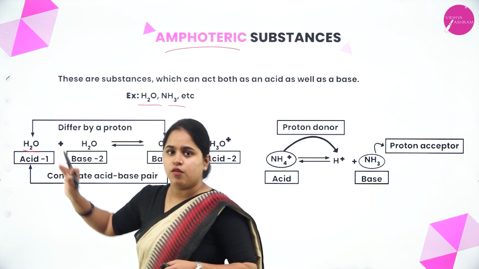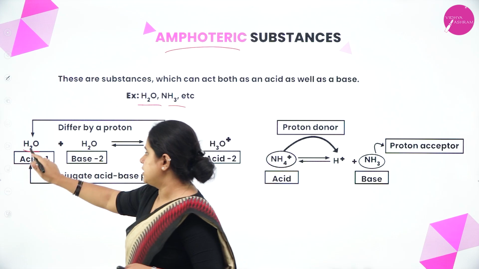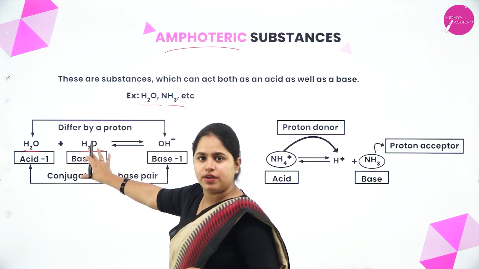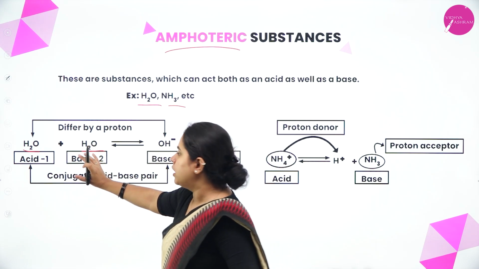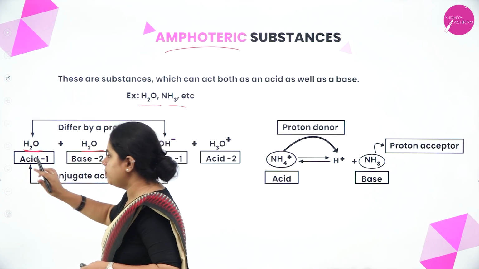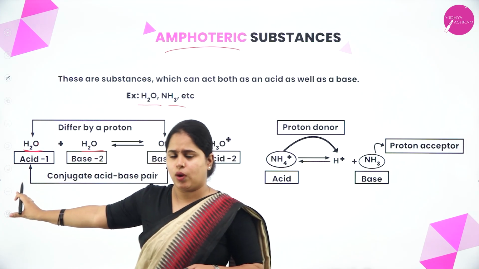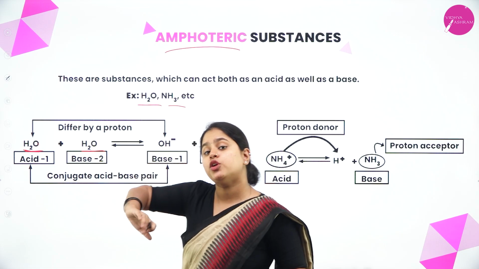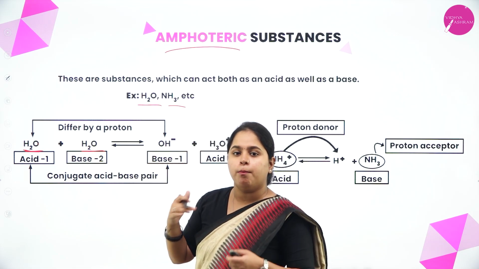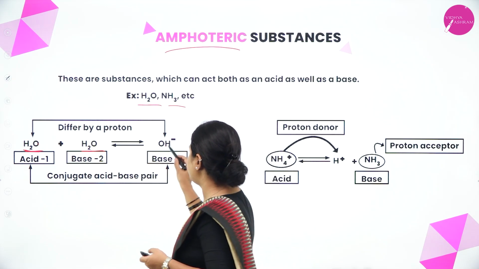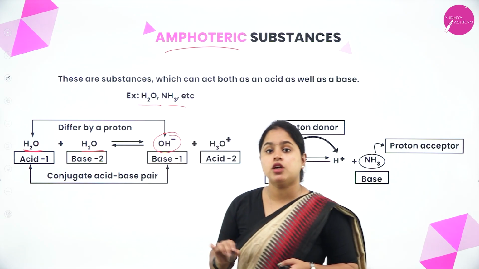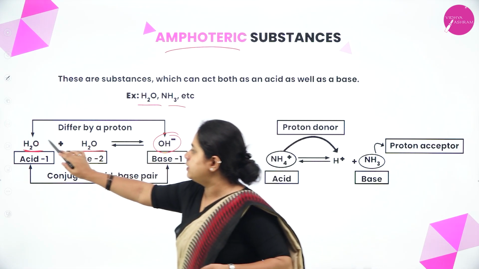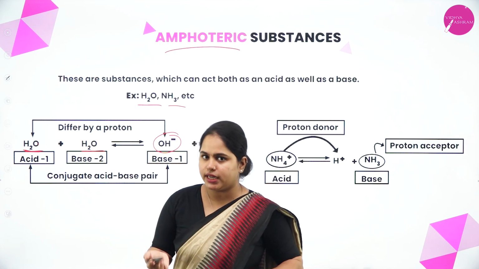In the first case, we are considering water as an acid, and in the next one we are considering it as a base. So if in the first one water is an acid, how can you write the conjugate base of it? By removing one H plus ion. So you will get OH minus, which is the conjugate base of this acid.